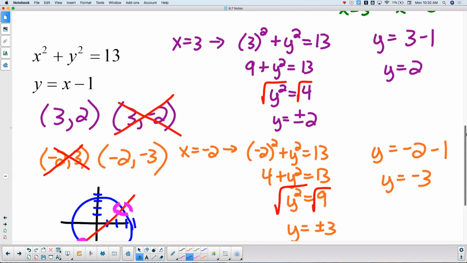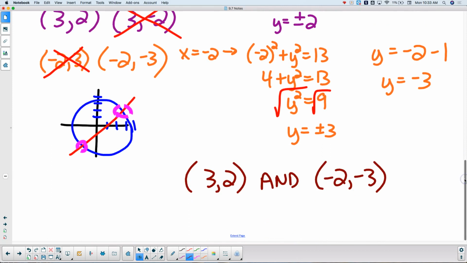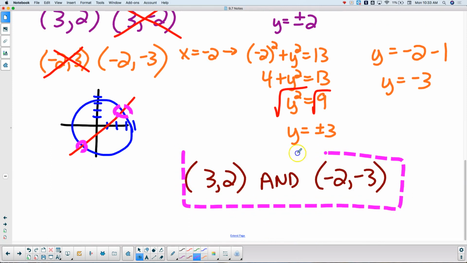Orange one, negative 2 squared is 4. Negative 3 squared is 9. 4 plus 9 is 13. Checks out there. Negative 3 is equal to negative 2 minus 1. Negative 2 minus 1 is negative 3. So the orange one checks out too. So it checks out both mathematically by plugging them back into both equations, and it checks out graphically, by just the quick little sketch of a graph that we made.